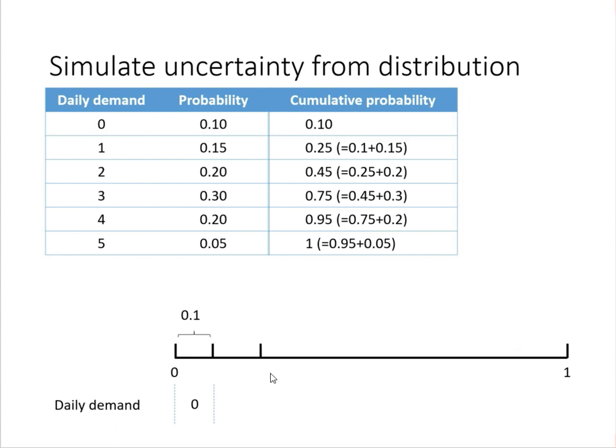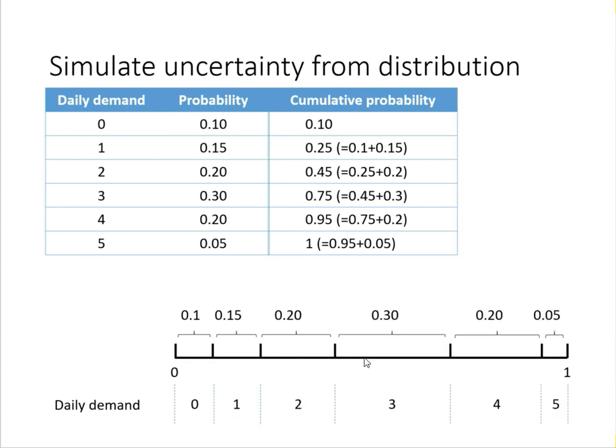I'm going to create another mark here so that the width of the second bucket is 0.15. This bucket represents the daily demand of 1. I can keep doing this. In the end, I will have 6 buckets. The length of each bucket is simply the probability of the daily demand it represents. I'm going to note the location of each mark as well.